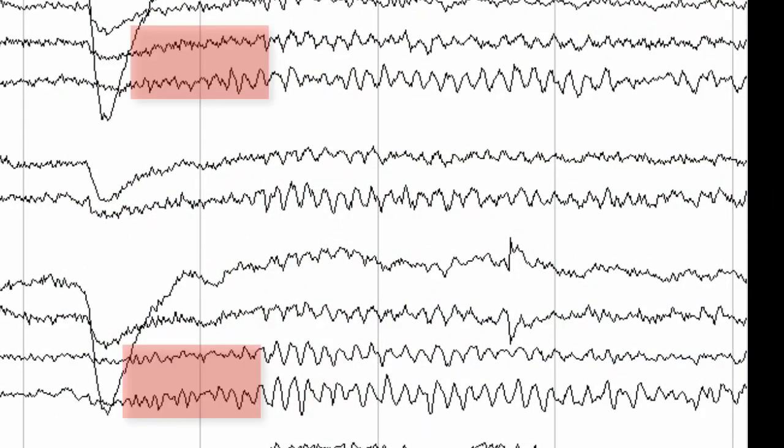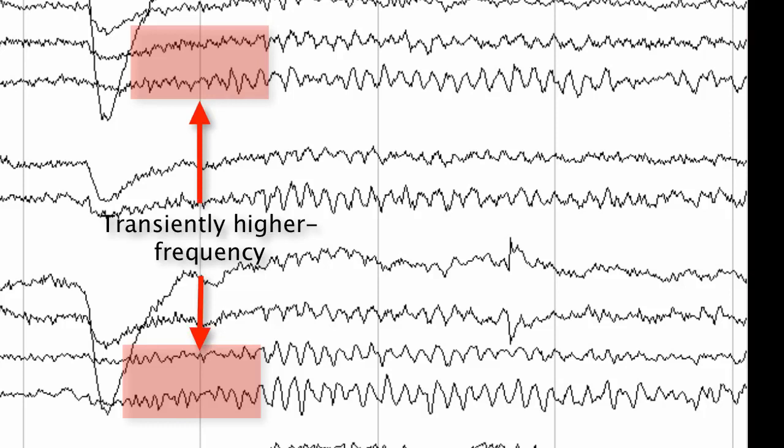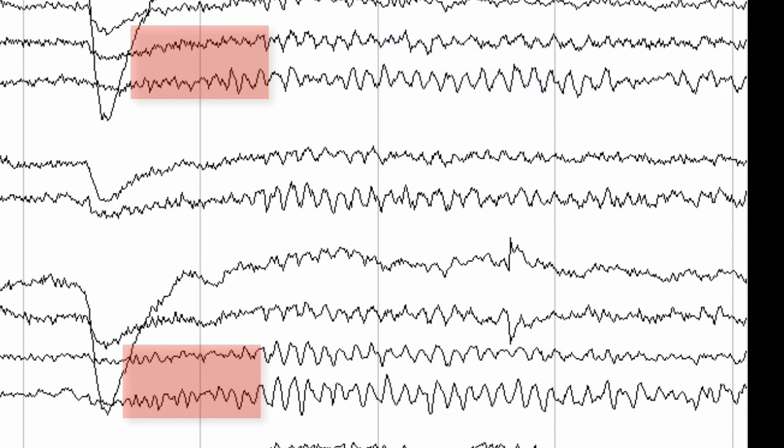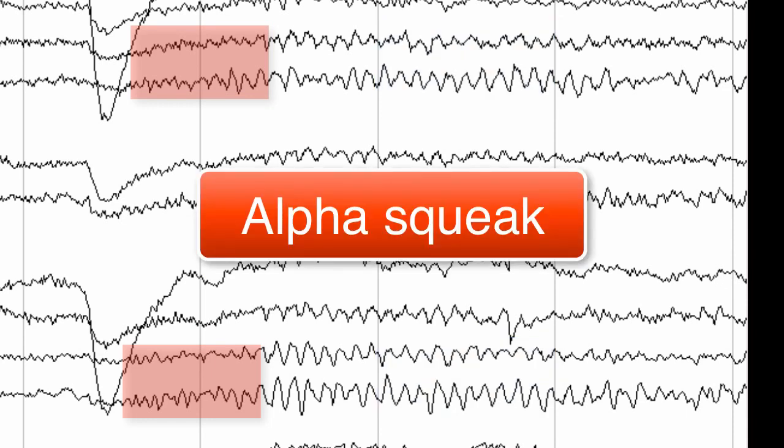Initially, for the first 0.5 to 1 seconds after eye closure, the rhythm in the posterior aspect of the head is much faster than the normal 11 Hz alpha rhythm. It is approximately twice as fast before returning to the normal 11 Hz baseline. This is called alpha squeak.